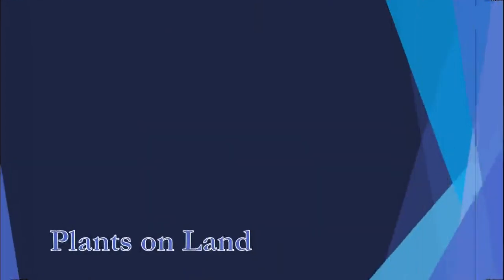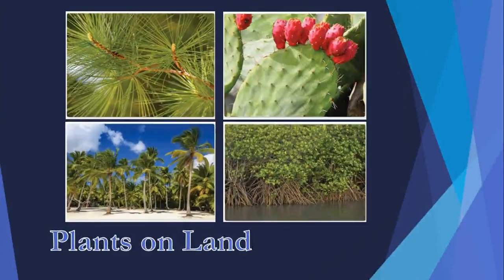Observe the pictures of plants growing in different regions. Identify the region and the features of plants growing there and fill in the table. Also, observe the picture of mangrove and identify the features of the mangrove trees. Put the video on pause, observe the pictures and fill in the table.